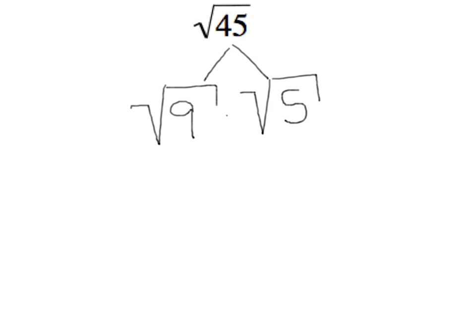So what I have here is the square root of 9, to simplify, will be 3. And the square root of 5, again, is not a perfect square. So I'm just going to bring it down in radical form. So my final answer is going to be 3 times the square root of 5.